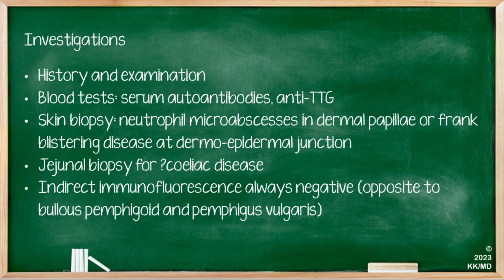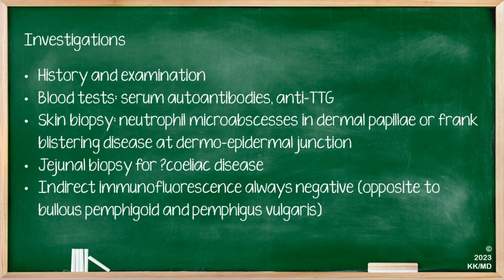In terms of investigating someone with a possible diagnosis of dermatitis herpetiformis, as with any other dermatological condition, it's really important to pay particular attention to history and examination. Once that's done, hopefully you would have a rough idea about what's going on with the patient, so you need to be thinking about this condition as a potential differential diagnosis. You then move on to blood tests, and it's particularly important to arrange serum autoantibodies, including tissue transglutaminase or anti-TTG. Then you can consider doing a skin biopsy.